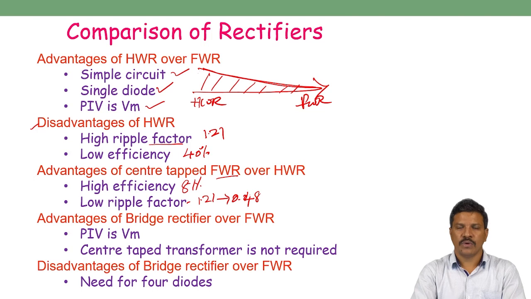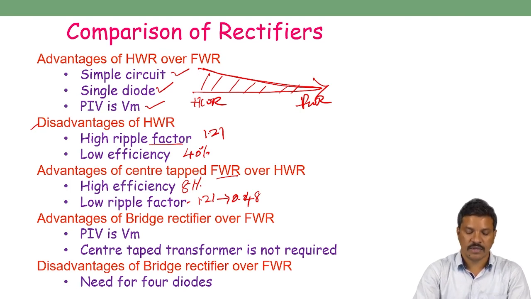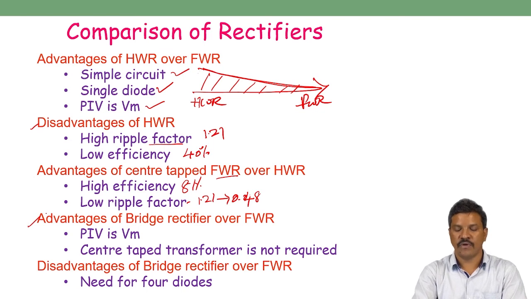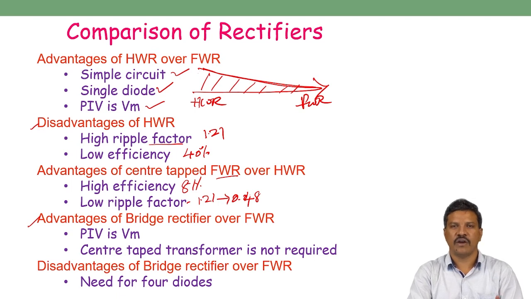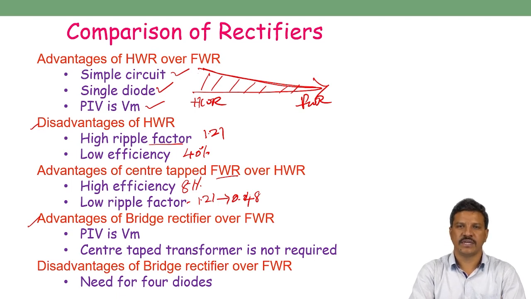And coming to the question now: we have improved the ripple factor, we have improved the efficiency, then why do we go for the bridge rectifier? That is what we see in the advantages of bridge rectifier over full wave rectifier. So in this bridge rectifier, we use a normal step down transformer and four p-n junction diodes.